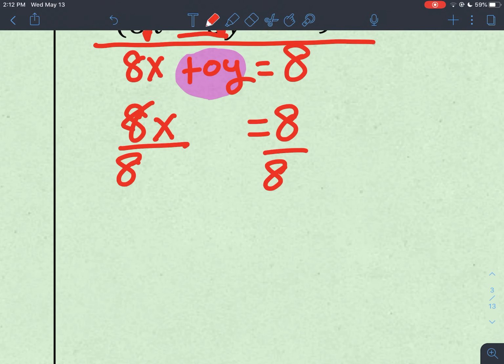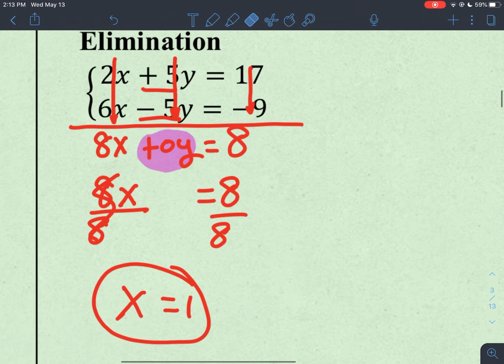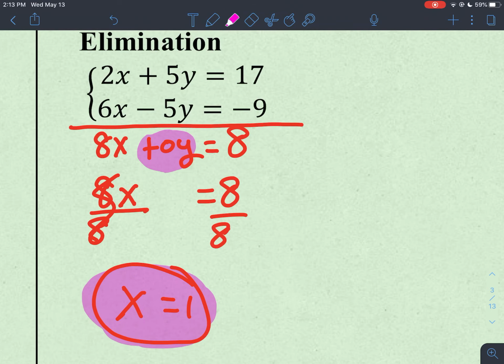So now that I know that x equals 1, we're going to look at step 4 here, and we are going to substitute the value from step 3 into one of the original equations to solve for the remaining variable. So basically at this point, we're going to go back up and look at our original equations. And I know that x equals 1. So I want to find out which one of these would probably be easiest. Since I'm plugging a number in for x, let's just go with the smaller number up here. Let's use the top equation.